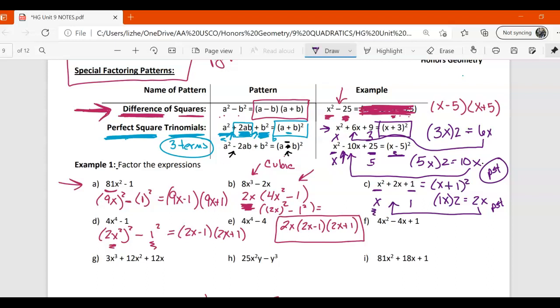This number goes in the first, this number goes in the second spot, the plus sign right there goes there. And then don't forget that little square. So another one right here.